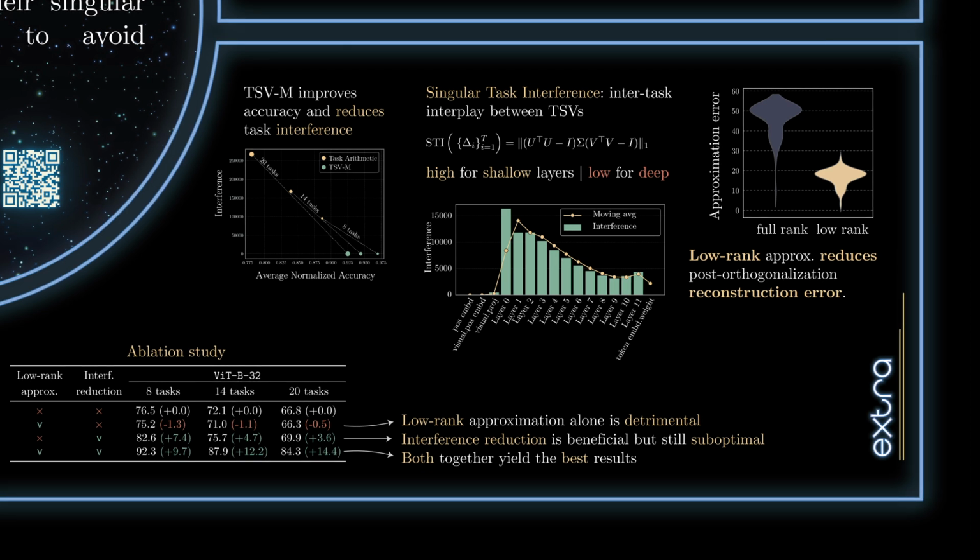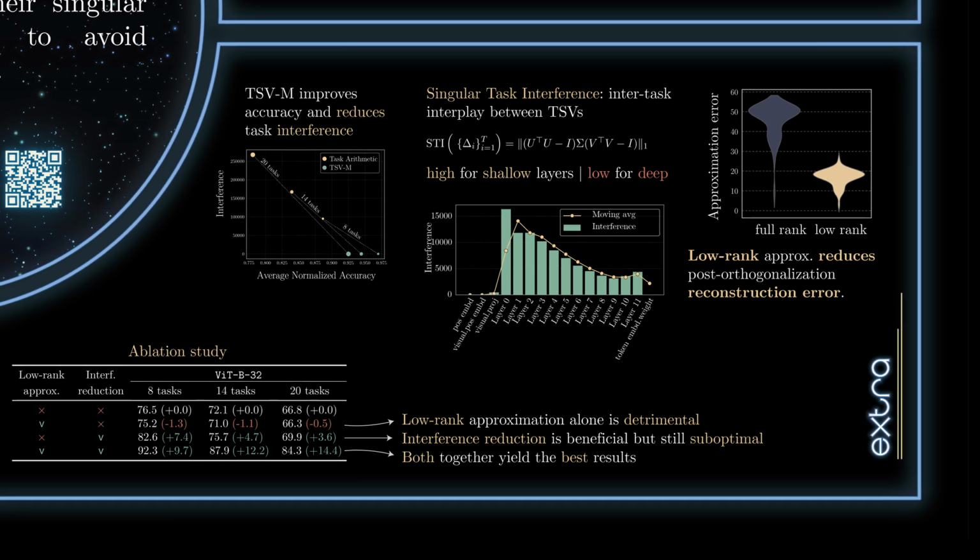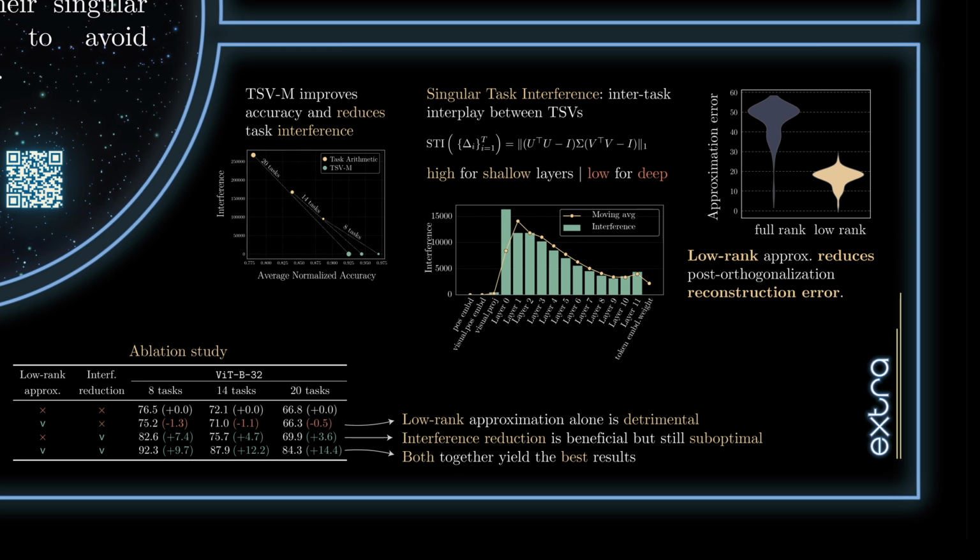Here we can also see how the reconstruction error from the orthogonalization process is way higher when orthogonalizing all the singular vectors, and not only the most important ones, possibly explaining why low-rank approximation is beneficial in the first place. Indeed, as we can see in the ablation study, while low-rank approximation alone actually worsens the merged model, this brings the best results overall when coupled with interference reduction.